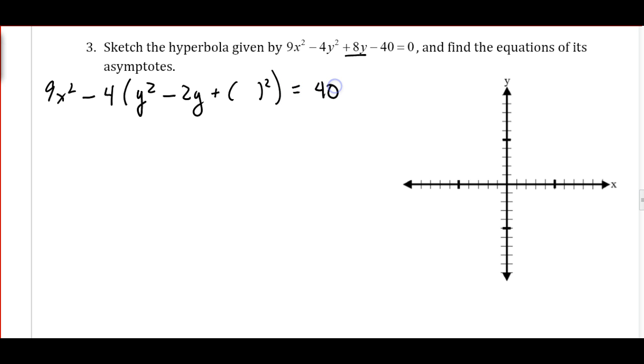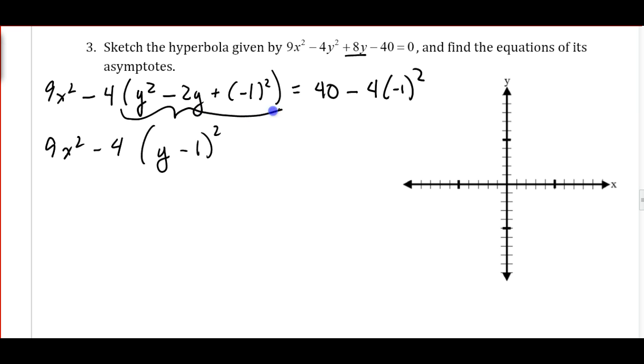I'm going to take half of negative 2, so that's negative 1. And over here, I'm subtracting negative 4 times negative 1 squared, so I have to subtract 4 times negative 1 squared over here so that it matches. Be careful about that negative 4 that we factored out. Make sure you include it. So then I have 9x squared minus 4 times (y minus 1) squared. That's what this all factors to.